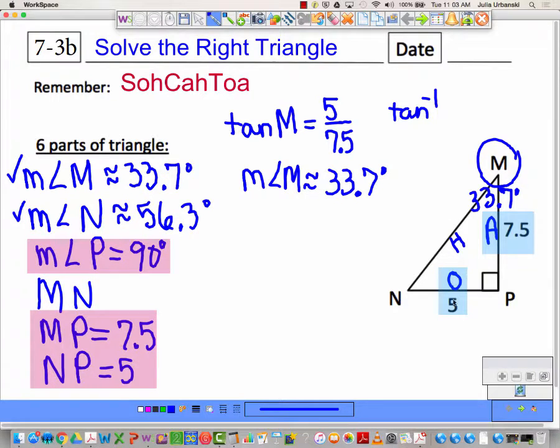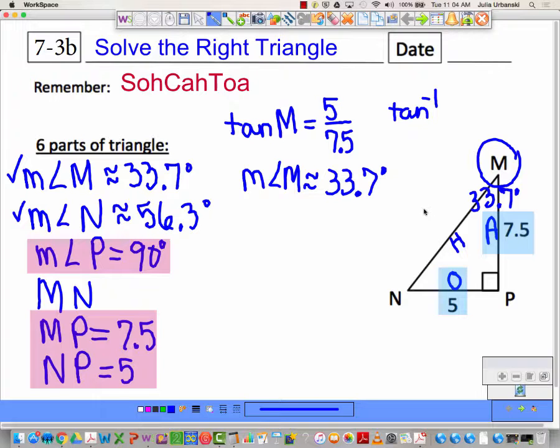You can use SOHCAHTOA, or who can think of another way to solve for our missing side right here? The Pythagorean theorem. Good. SOHCAHTOA is one way. Pythagorean theorem is the second one. I'm going to tell you neither one is better than the other. But if I use SOHCAHTOA, I have to use an angle. And this angle, 33.7, isn't exact. It's 33 point something. It's estimated. If I use that estimated angle to try to find a hypotenuse, I'm getting an estimation of an estimation, and my answer is going to be further off.